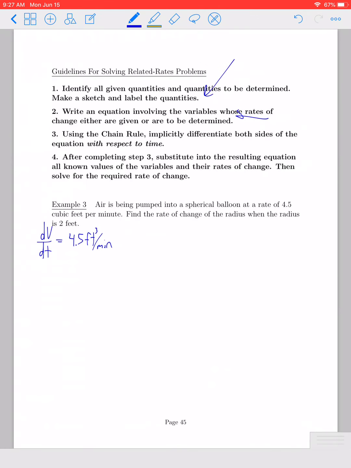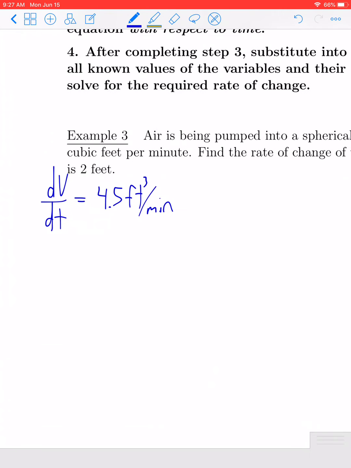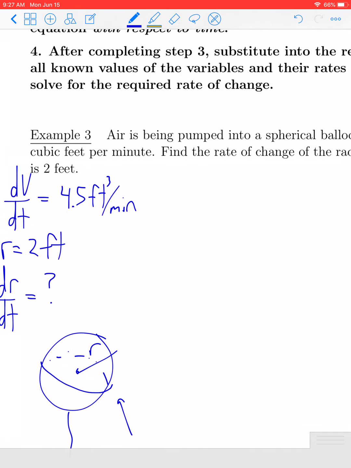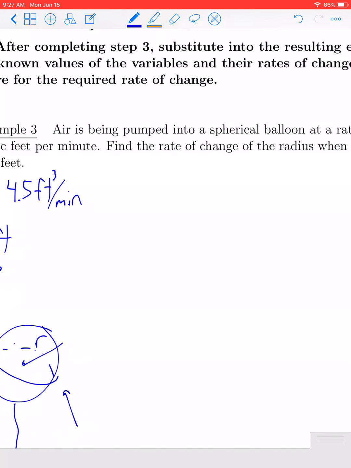And we're asked to find the rate of change of the radius when the radius is 2 feet. So we know we're going to use a radius of 2 feet, and we're looking for the rate of change of the radius. That would be represented by dr/dt. If we want to, we can draw a sphere. Just think of a balloon at a kid's party. Here's my radius r, and I'll put a string on the balloon. And as time increases, this balloon is inflating, it's getting blown up, so it's going to get a larger radius.